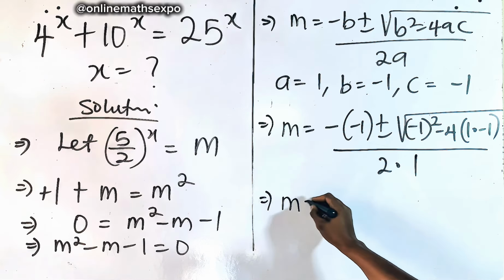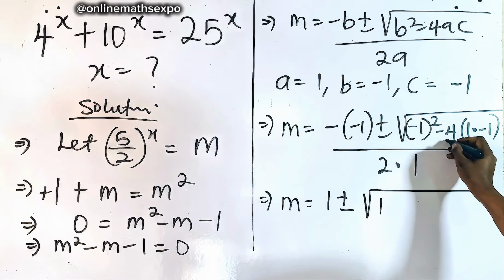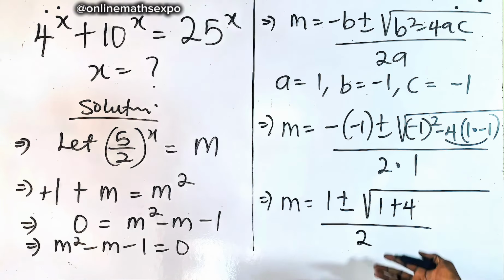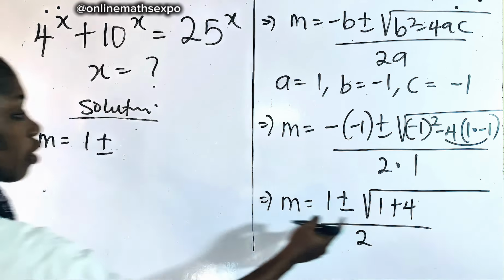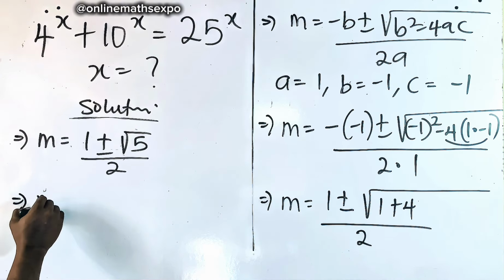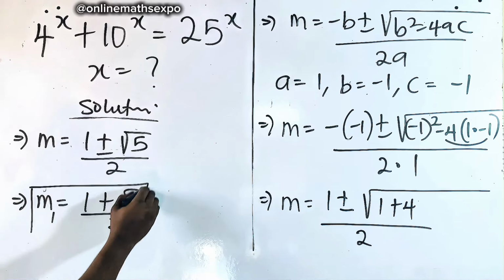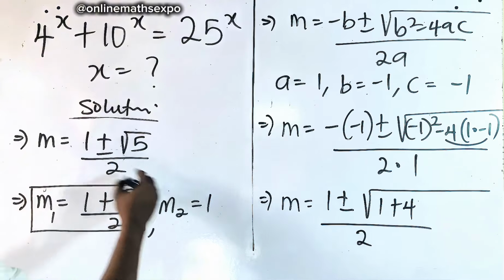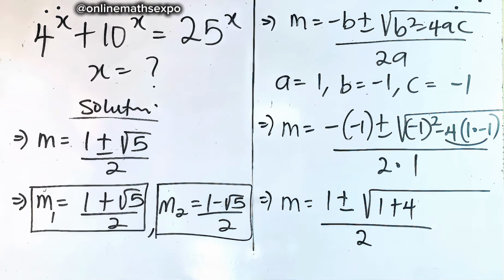So we now have m is 1 plus or minus square root of this, which will give us 1. If you multiply this, it gives us plus 4, and it is divided by 2. Keep solving. So we now have m is 1 plus or minus, add this, it gives us √5, divided by 2. So we have m is 1 plus √5 over 2. That's the first value of m. And the second value of m gives us 1 minus √5 divided by 2. So this gives us the second value of m.